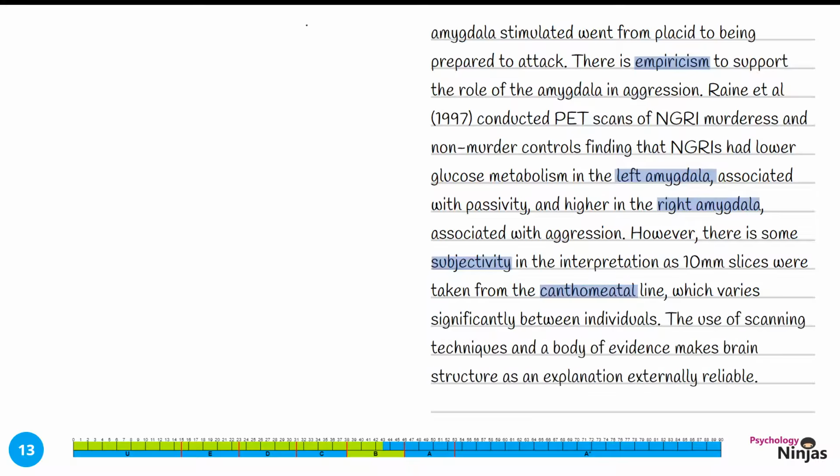The use of scanning techniques as a body of evidence makes brain structure as an explanation externally reliable. Here we're talking about, again, more terminology, that we're saying that there is consistency in the findings between different pieces of research. And instead of that counter-argument being a problem with Raine's study, we could give more research to strengthen this argument. In order to show an integrated approach, we're going to return again to our explanation.